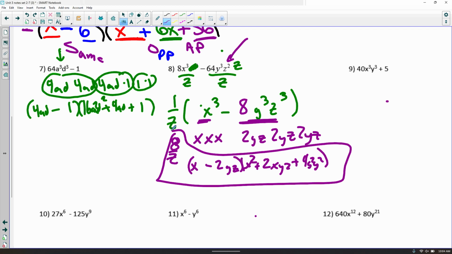So these two right here will give me the x squared. These two right here will give me the middle one, which is 2xyz. And the last two will give me the 4y squared z squared.